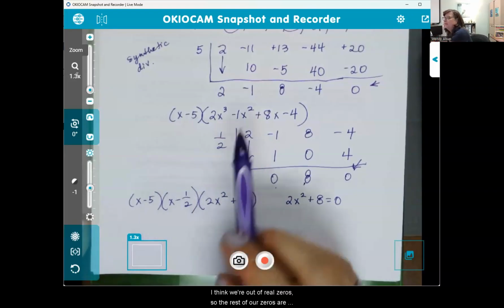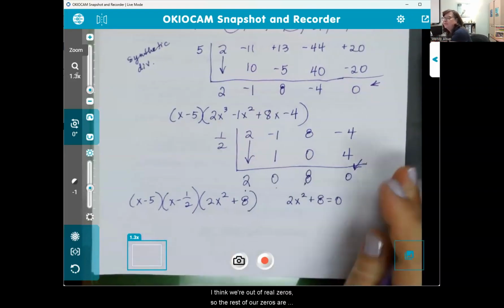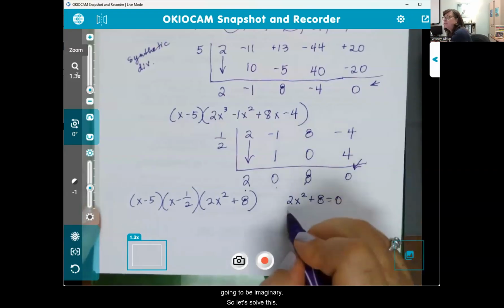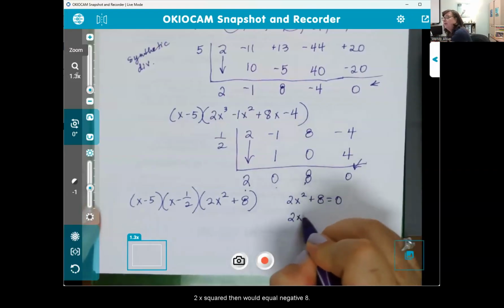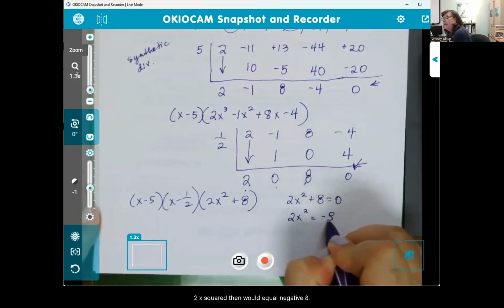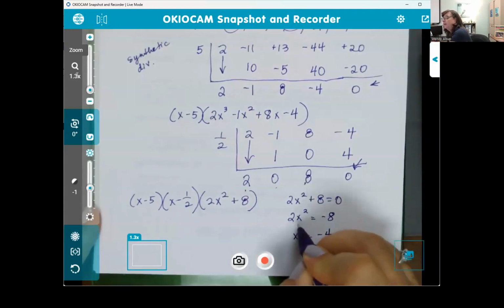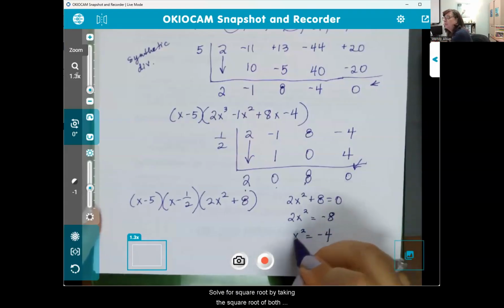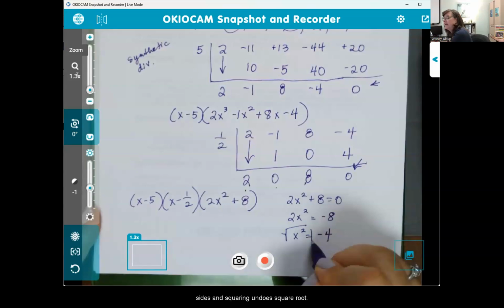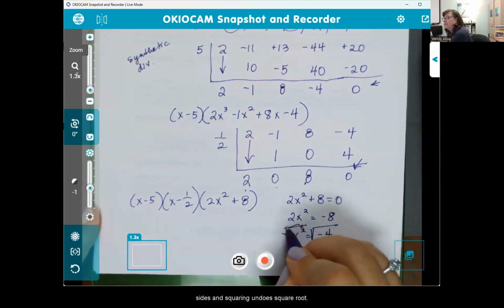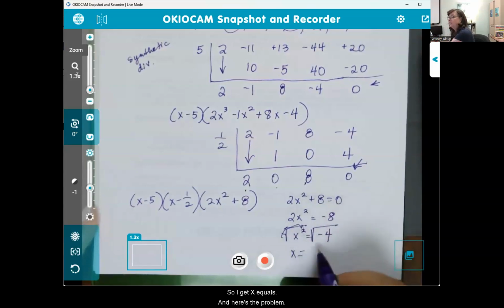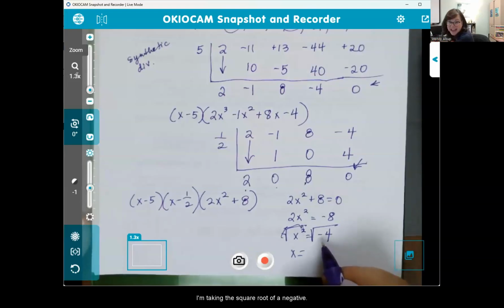I think we're out of real zeros, so the rest of our zeros are going to be imaginary. So let's solve this. 2x squared then would equal -8. X squared would then equal -4. So we divided both sides by 2. Solve by taking the square root of both sides, and squaring undoes square root. So I get x equals, and here's the problem. I'm taking the square root of a negative.